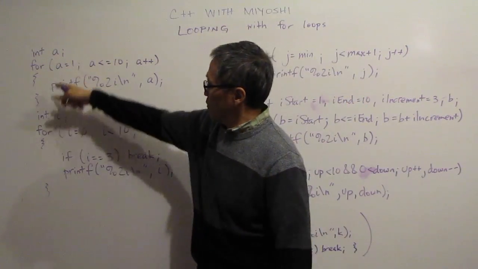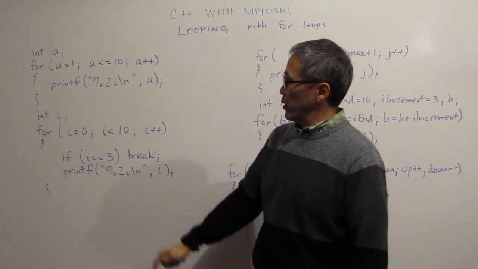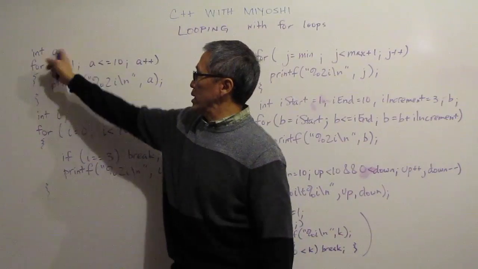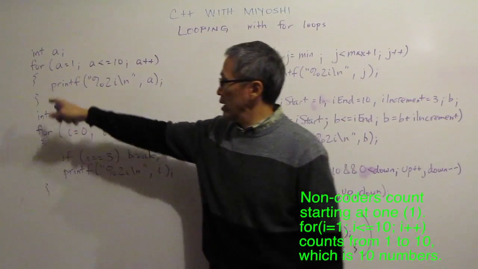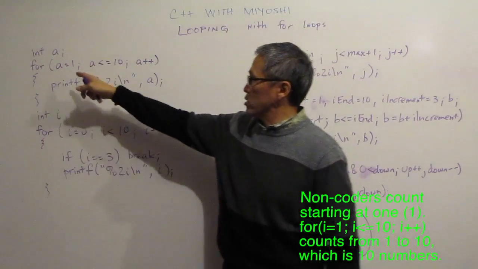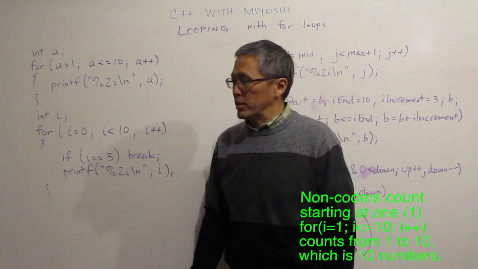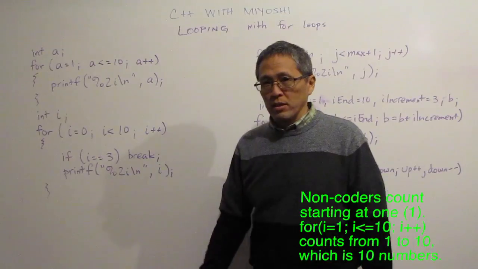We're going to talk about loops today, more loops, with for loops. Here we have that same for loop we started with last time, where we looked at printing out the numbers 1 through 10. Again, we have an int a, and I have a for loop. My initial condition is a is 1, then I'm going to loop as long as a is less than or equal to 10, and then I'm going to have a++ as my increment.